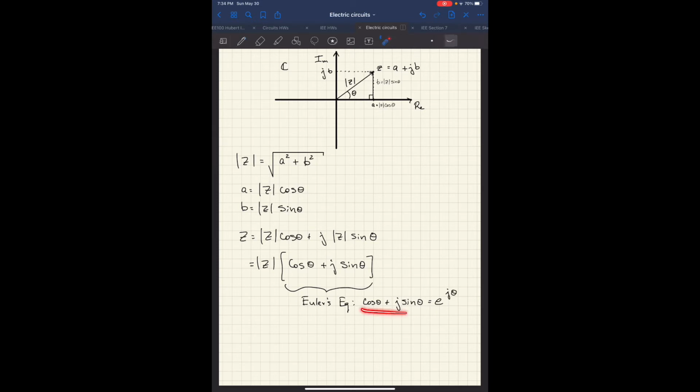I'm not going to prove it. We don't have time for that. Just accept that this is Euler's equation. Okay, it's one of the equations that mathematicians claim proves the existence of God. That's all you have to know so far.